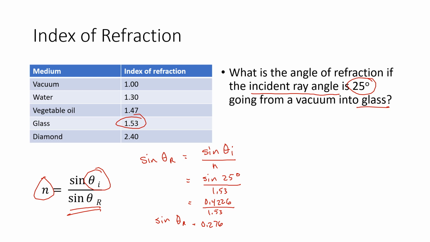So what you need to do is take the inverse sine or arc sine of this value here and up here. So sine -1 of 0.276 is going to be the angle of refraction, and it comes out to 16 degrees.